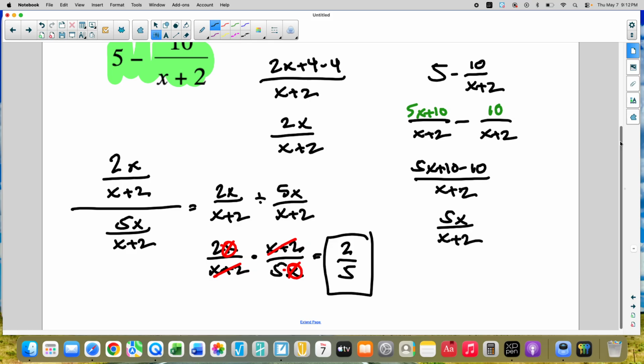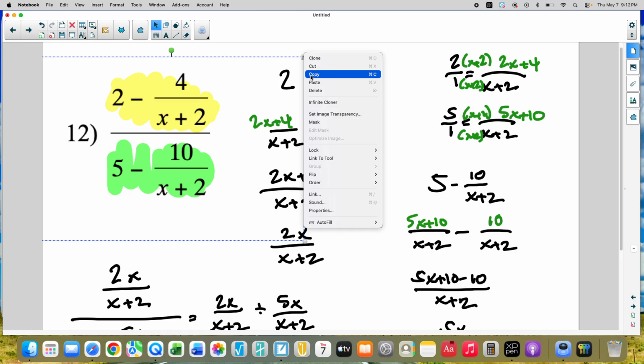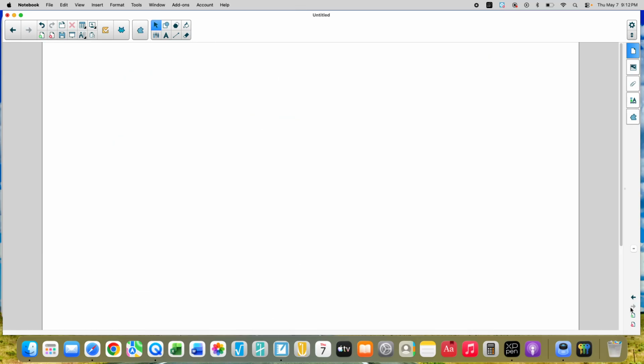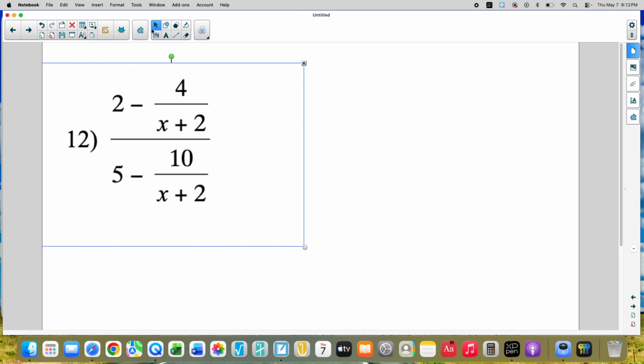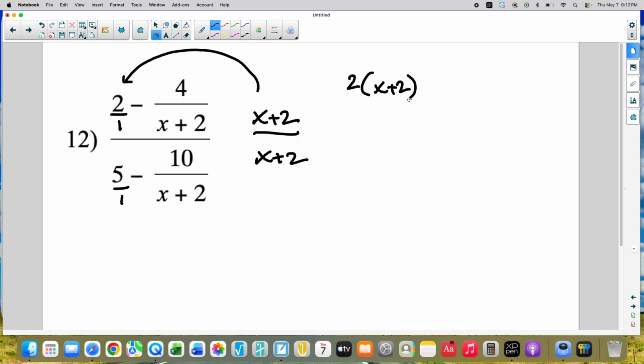And I'll show you the other technique of getting rid of the denominators. So we look at the denominators. We have 1, x plus 2, 1, x plus 2. So my common denominator is x plus 2 over x plus 2. And I'm going to multiply everything. That's going to be 2 times x plus 2. And this will cancel. Numerator cancels with denominator, leaving me with negative 4 over.